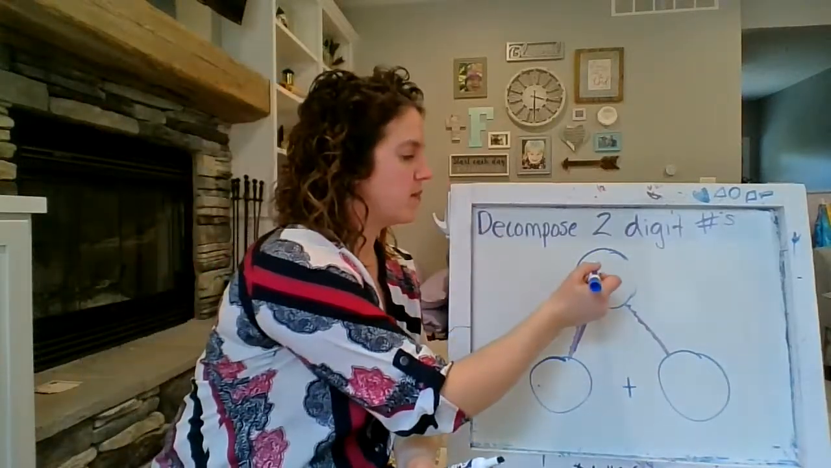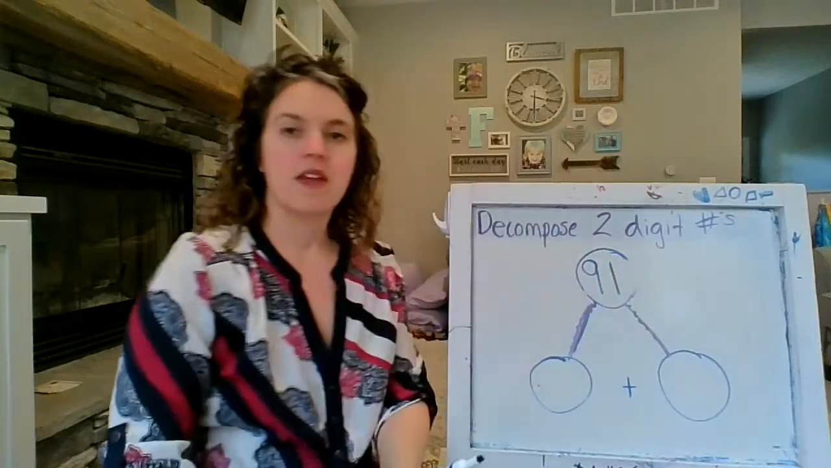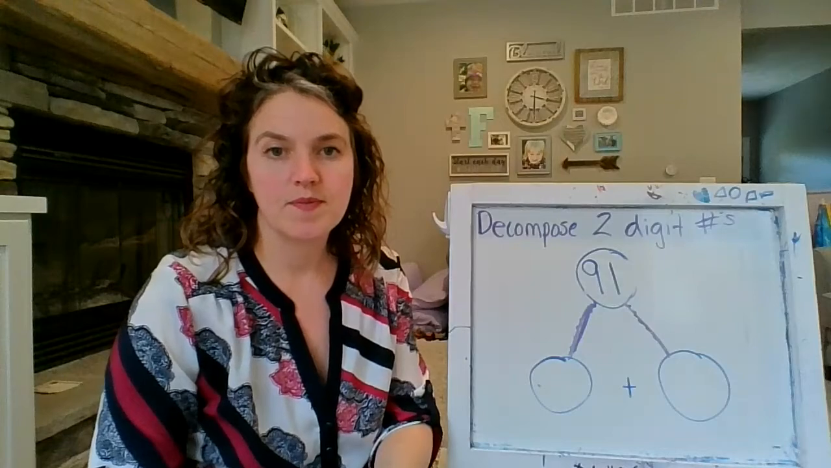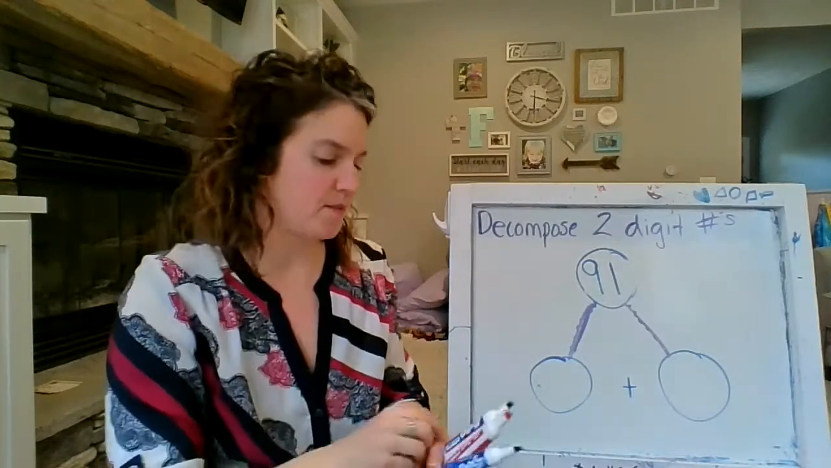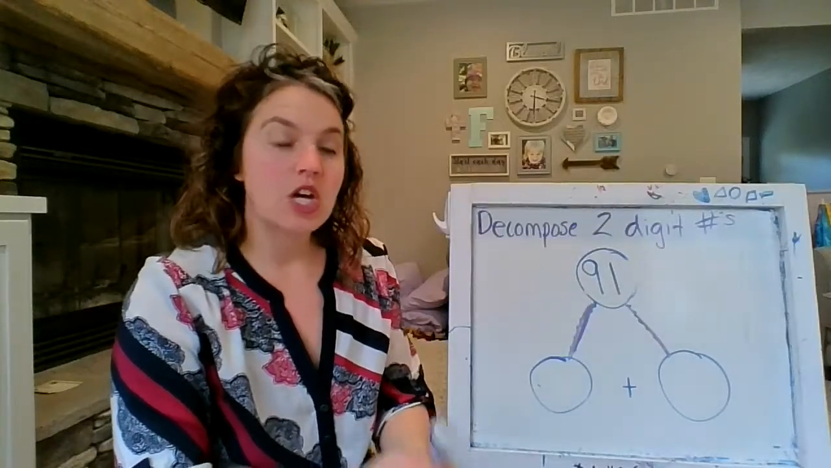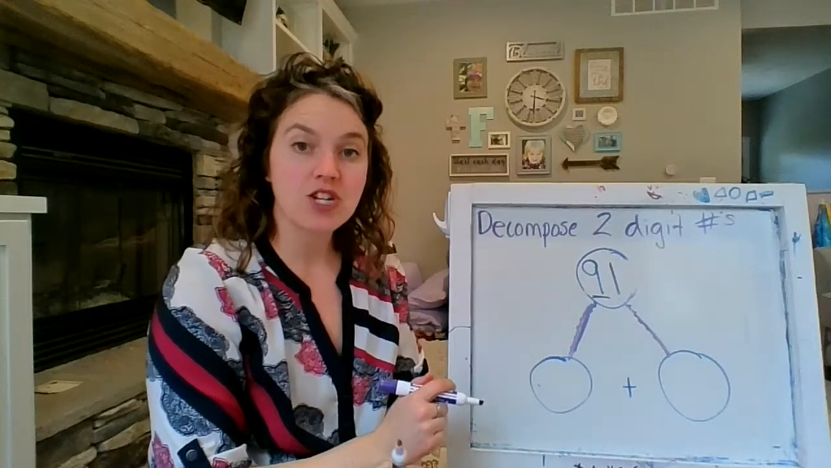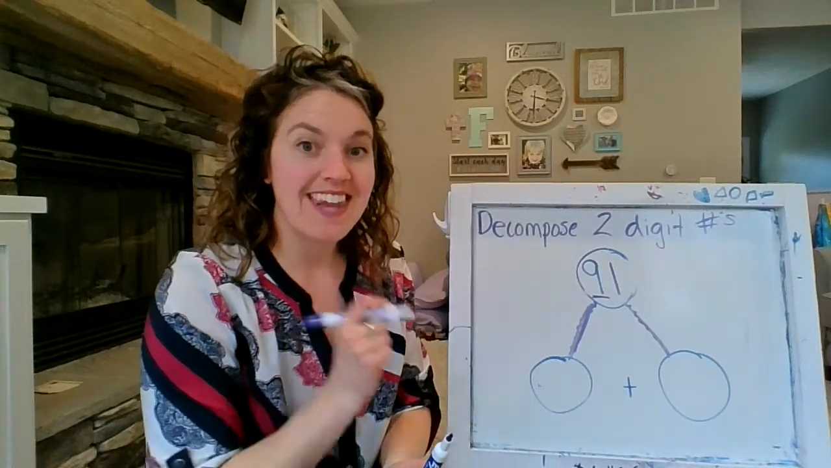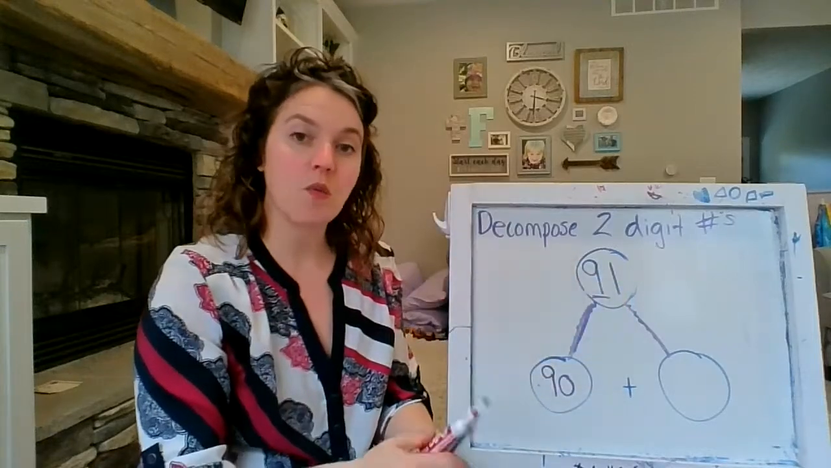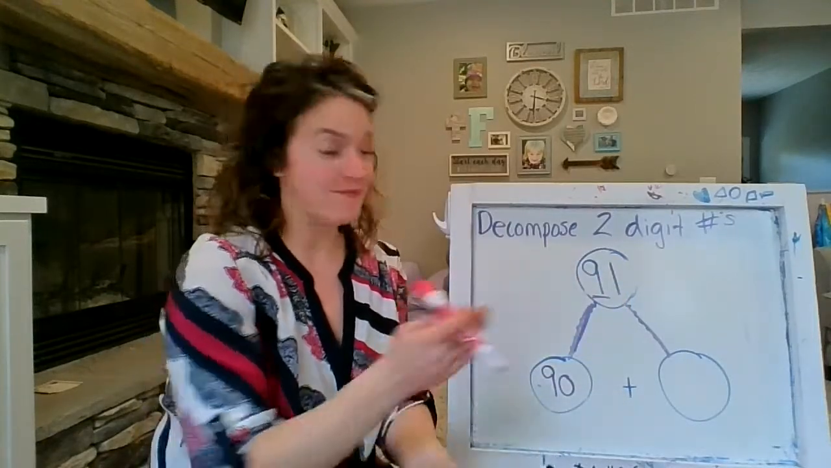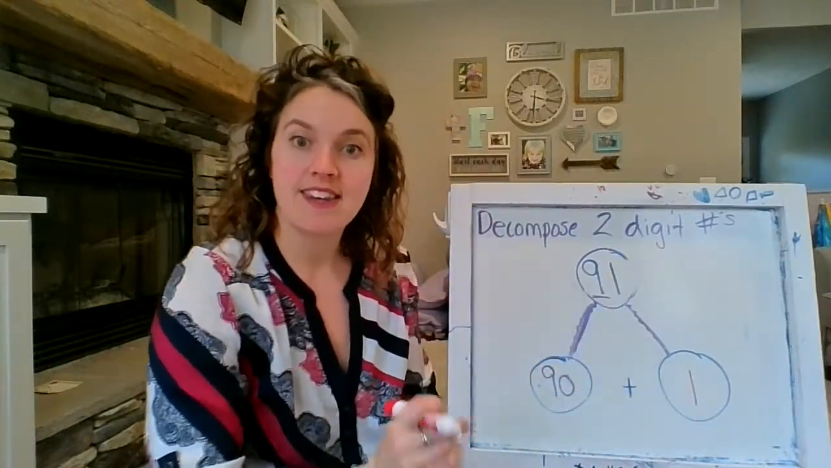Here's your next number. 91. Say it out loud, 91. It helps you decompose it. So this 9, because it's in the tens place, is actually what, everybody? 90. And this 1, since it's in the ones place, is just a 1. So 90 plus 1 is 91.